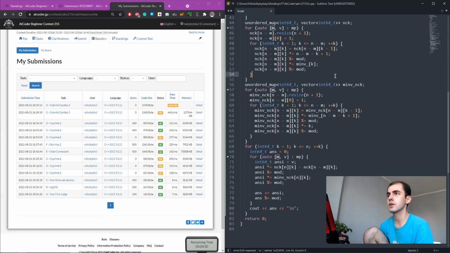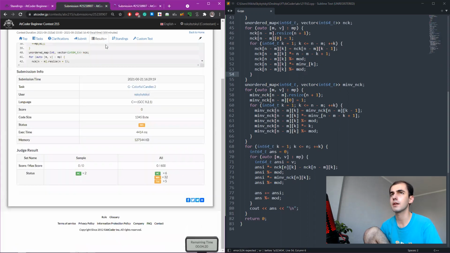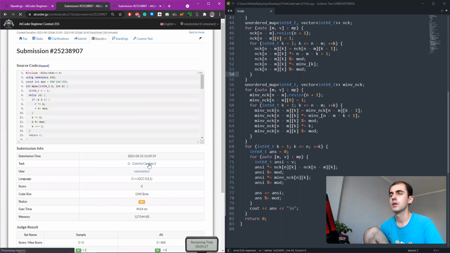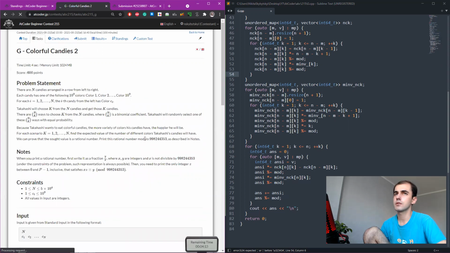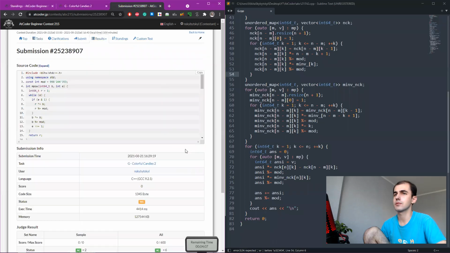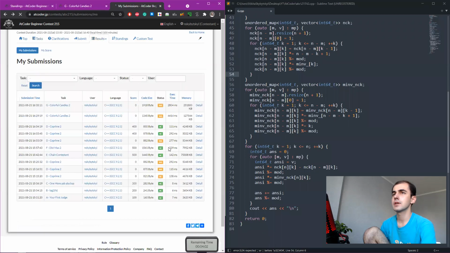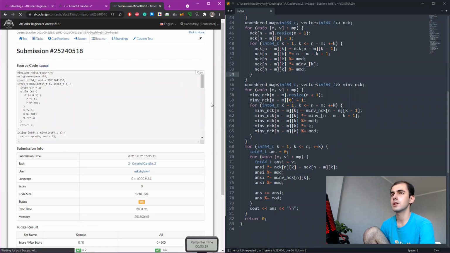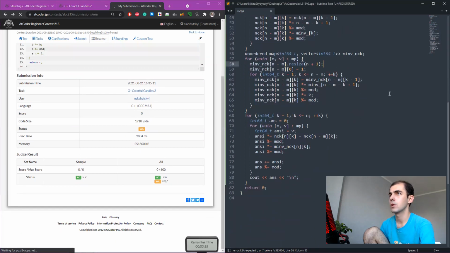Okay, no, so it's still a wrong answer. I wonder why. Also uses a lot of memory, but I believe that we have a lot of memory. We have 1 gigabyte of memory. This one TLE, this one does not TLE, uses twice as much memory, but gets a lot of wrong answers. Why does this happen?